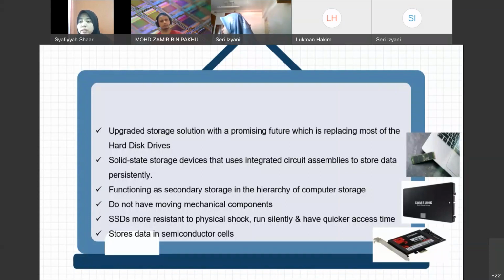SSD stores data in semiconductor cells. As of 2019, cells can contain between 1 and 4 bits of data. SSD storage devices vary in their properties according to the number of bits stored in each cell. This topic will be explained further by Akida. So, next slide.